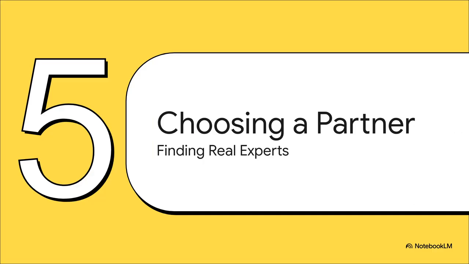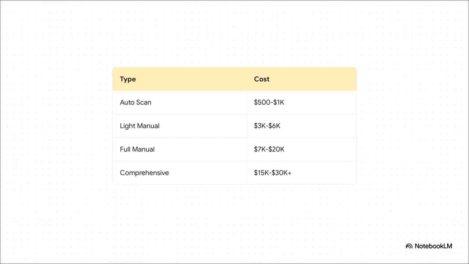All right, final section. Section 5, choosing the right partner. So, how do you make sure you're getting a real manual test and not just some cheap scans slapped with a fancy label? Well, here's a breakdown of what you're actually paying for in this industry. Down at the bottom, you have your $500 automated scans. As you move up, you hit full manual web app pen tests, which generally start around $7,000 and go up from there for comprehensive engagements.